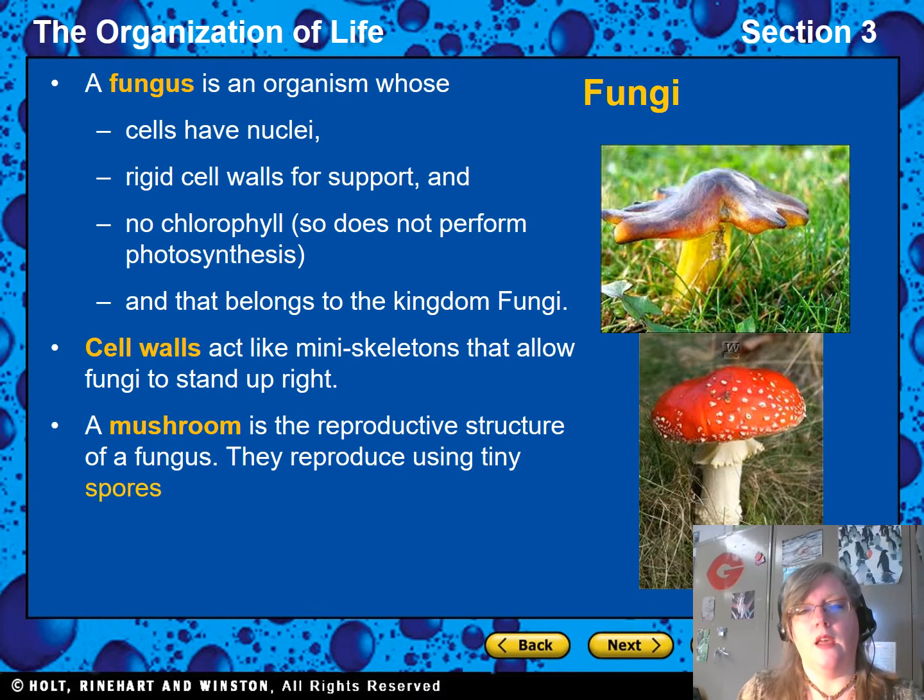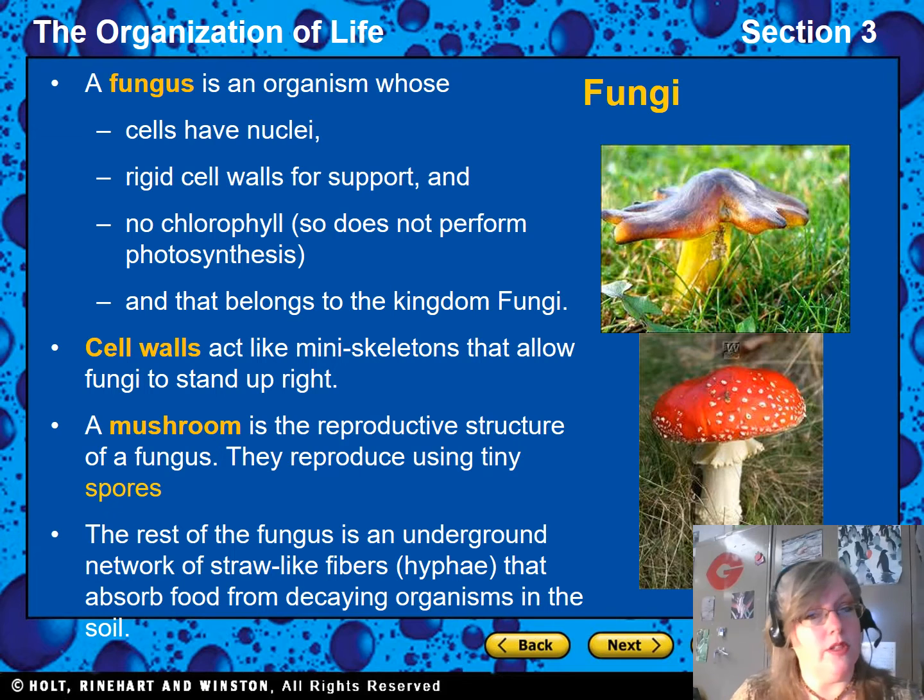So funguses, they're an organism that has a nucleus. That's how everybody from here on out is going to have a nucleus. They have rigid cell walls for support. Remember learning about plant cell walls? Funguses also have a cell wall, but they don't have chlorophyll, so they don't do photosynthesis. Now, try to think back of what you learned about plant cells and animal cells. Animal cells don't have a nucleus. I mean, sorry, not nucleus. I'm talking cell wall right now. Sorry, animal cells don't have a cell wall. Plant cells do.